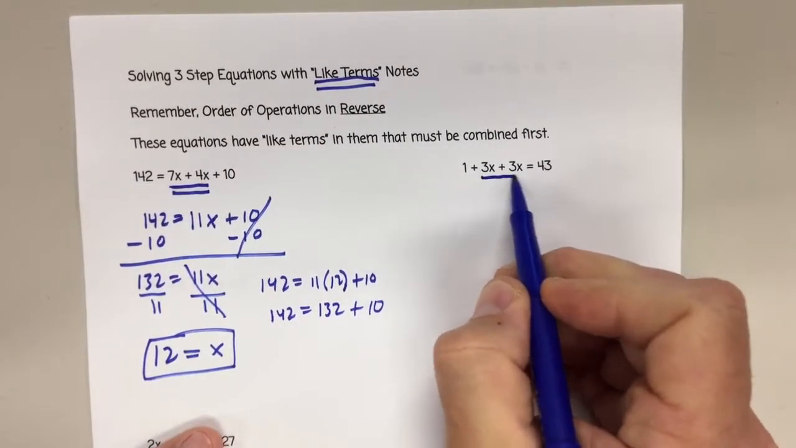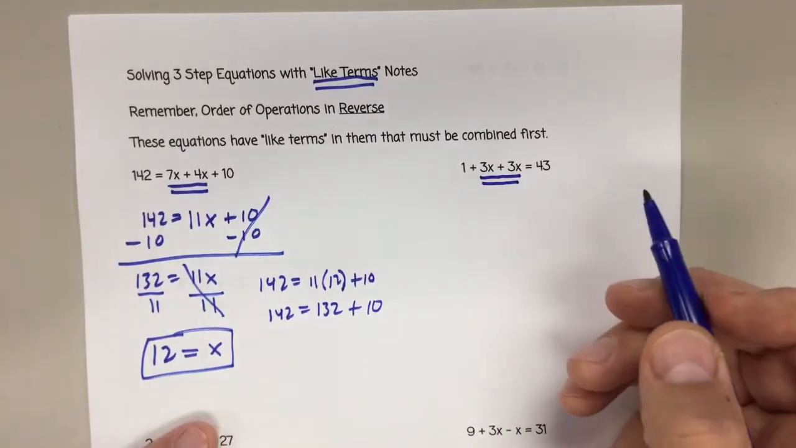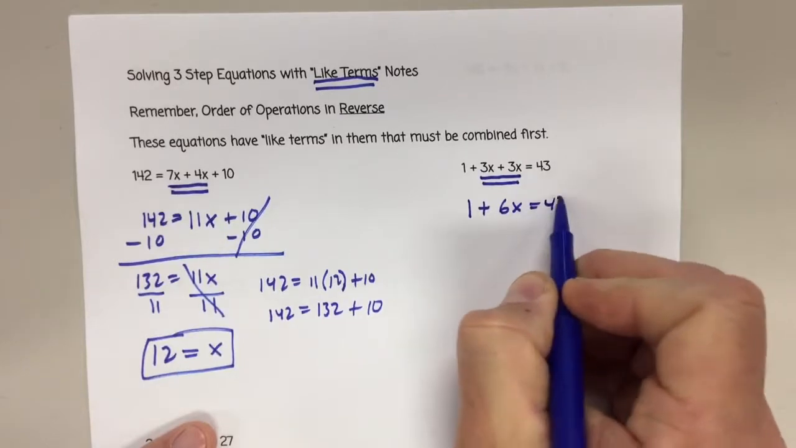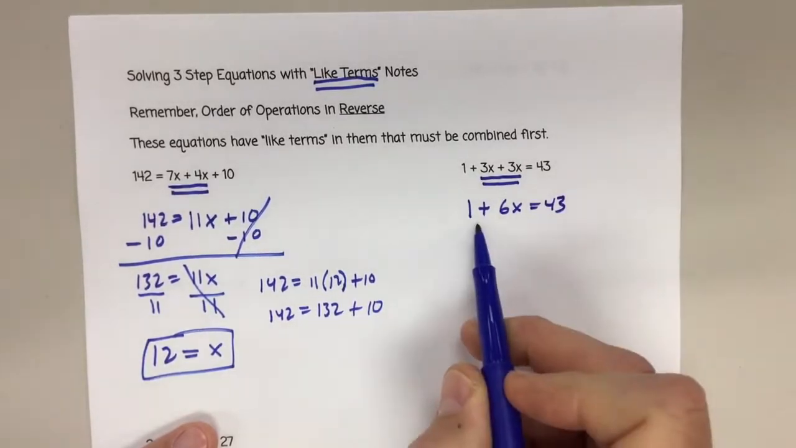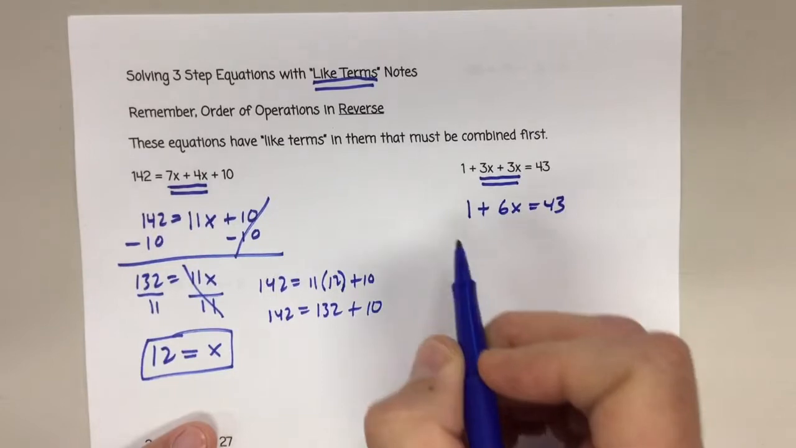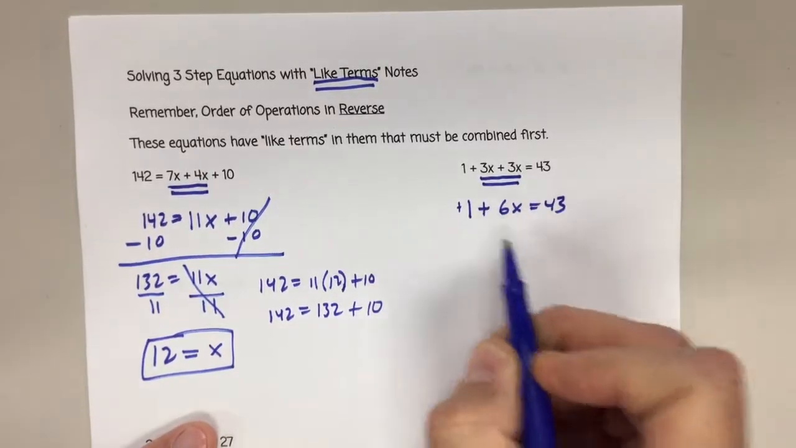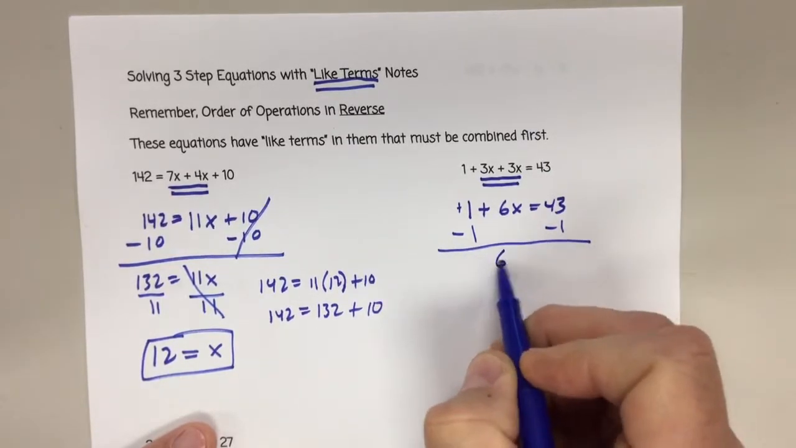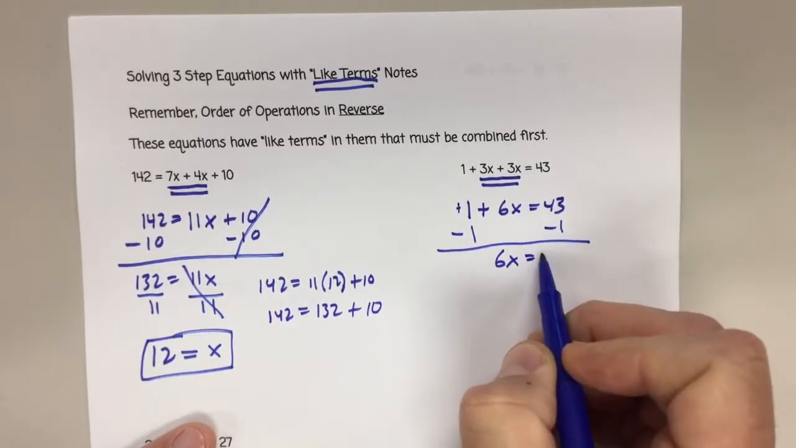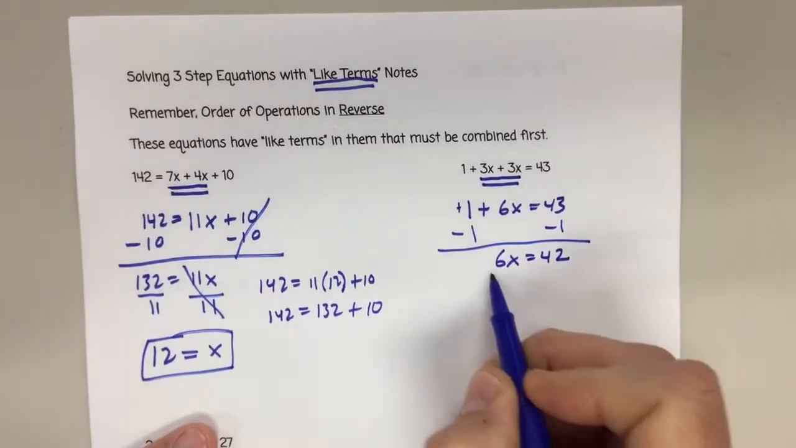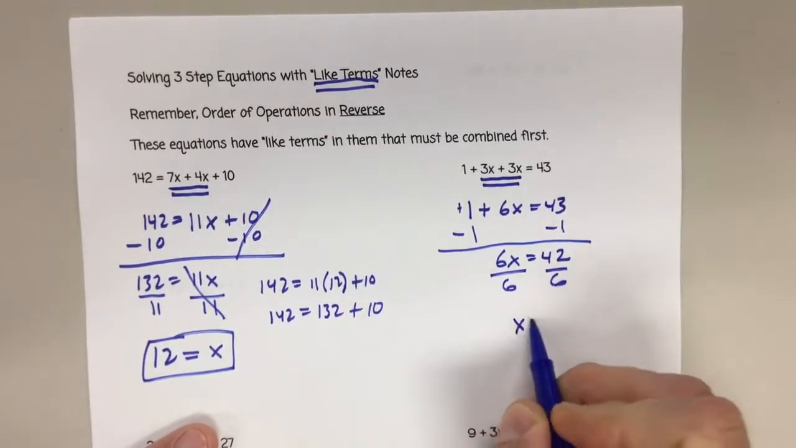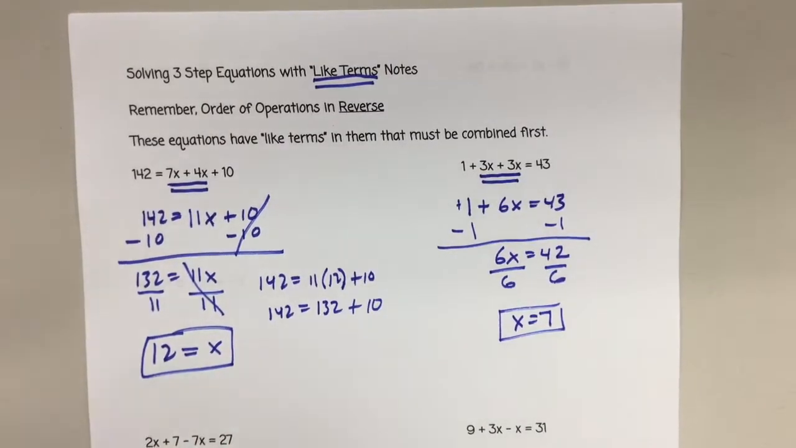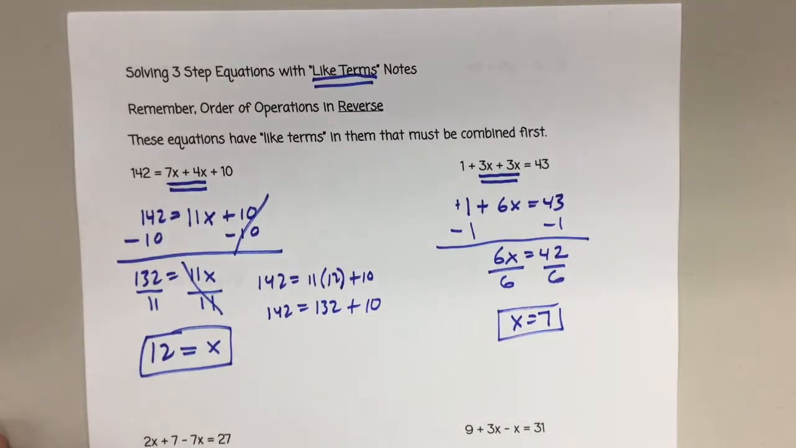For example 2, again, I have two terms with x, so I'm going to add those together first. So I'll get 1 plus 6x equals 43. And now we get rid of addition or subtraction first. This 1 is considered a plus 1 because there's nothing in front of it. So to get rid of plus 1, I would subtract 1. 43 minus 1 is 42. Now I would divide both sides by 6. I get x equals 7. Again, you can check your work if you want. You can always know that you're correct.